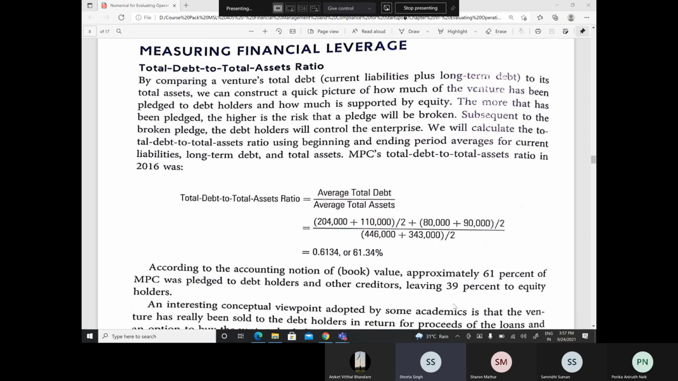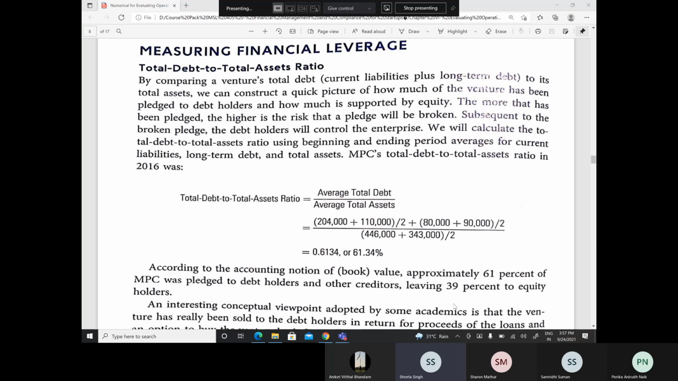Measuring financial leverage. The first ratio in this category is the total debt to total assets ratio, also called the debt to assets ratio or DA ratio. By comparing a venture's total debt, that is current liabilities plus long-term debt, to its total assets, we can construct a quick picture of how much of the venture has been pledged to debt holders and how much is supported by equity. The more that has been pledged, the higher is the risk that a pledge will be broken. Subsequent to the broken pledge, the debt holders will control the enterprise.